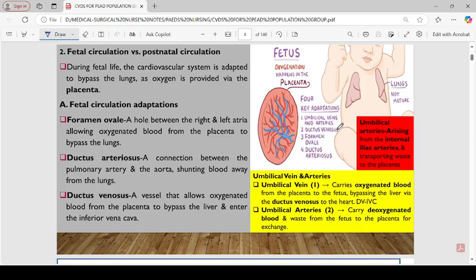Another special structure is the ductus venosus. This is a vessel that allows oxygenated blood from the placenta to bypass the liver and enter the inferior vena cava. Generally, we have one umbilical vein, which carries oxygenated blood from the placenta to the fetus, bypassing the liver via the ductus venosus to the heart. We also have two umbilical arteries, which carry deoxygenated blood and waste from the fetus to the placenta for exchange. Remember, the umbilical arteries normally arise from the internal iliac arteries.